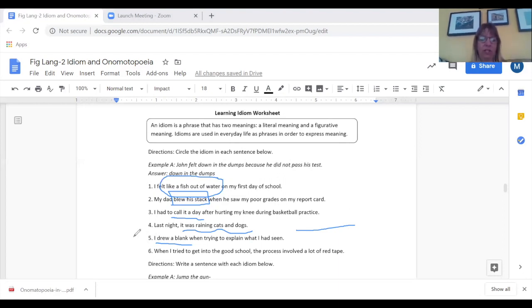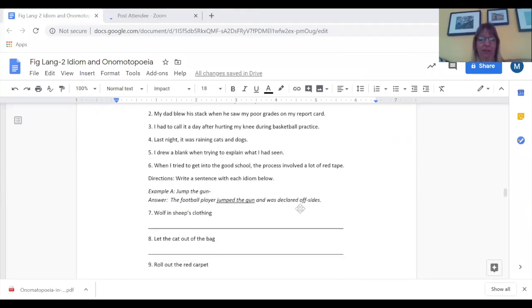And the last one, when I tried to get into the good school, the process involved a lot of red tape. This is a true thing for a lot of adults. Things that you have to do involves a lot of red tape, which is an idiom for sure. Okay, because it's not literally covered in red tape. All right, so we're gonna erase all this stuff. But I hope you get it. It's just a saying that doesn't mean actually what it says. And if it did, that would be very, very strange.